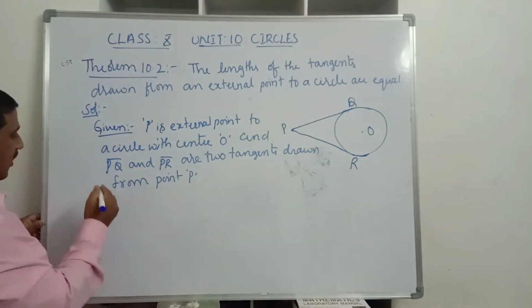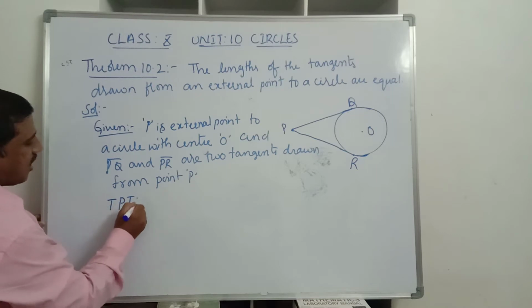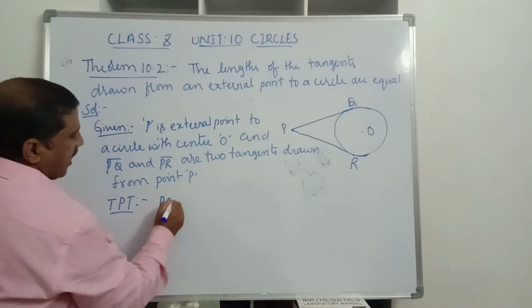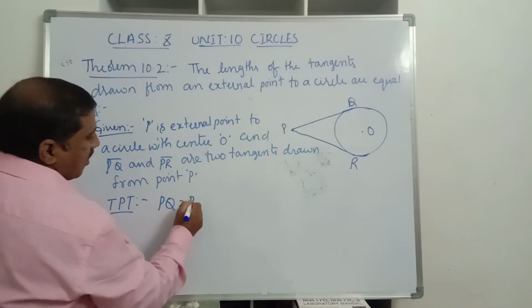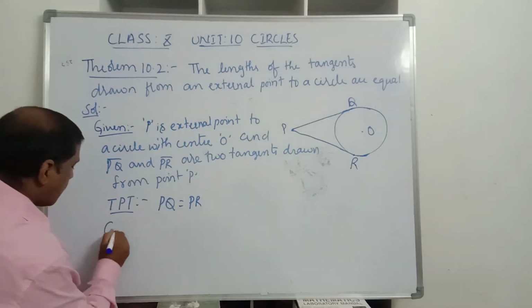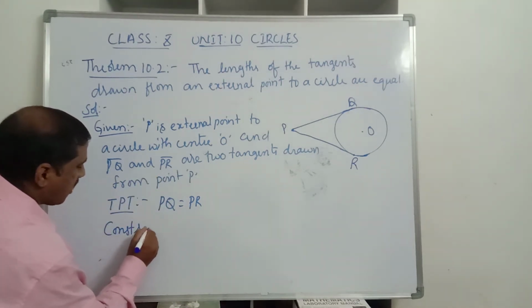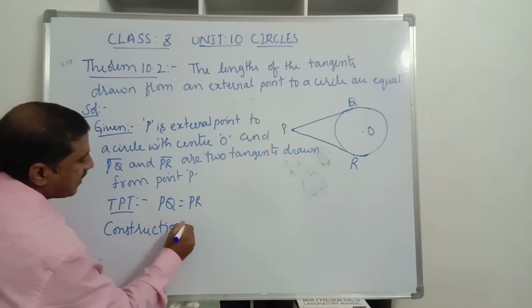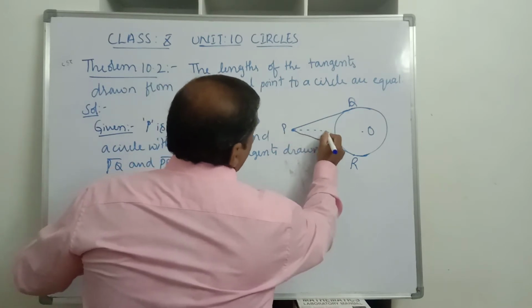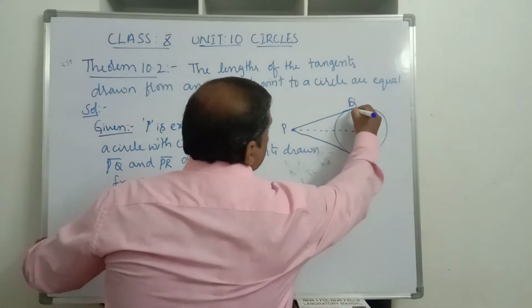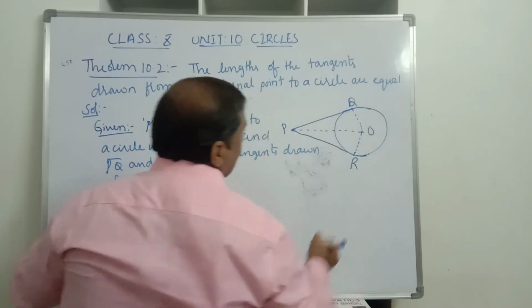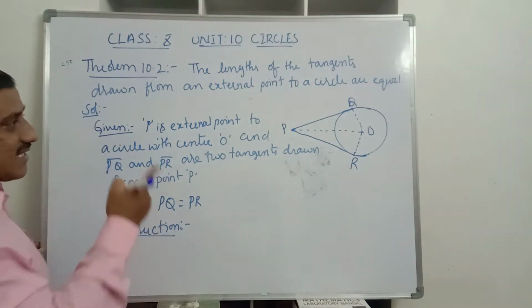Now what we have to prove, RTP, required to prove. We have to prove PQ is equal to PR. For that we require some small construction. What construction do we require? Join OP, and join OQ, join OR. What are OQ and OR? OR and OQ are radii of the circle.